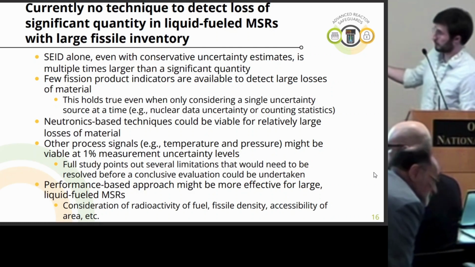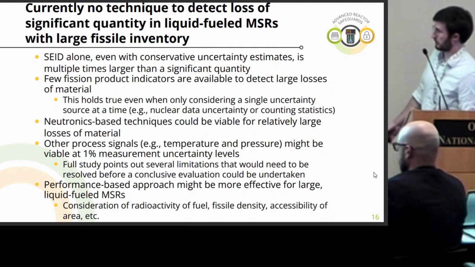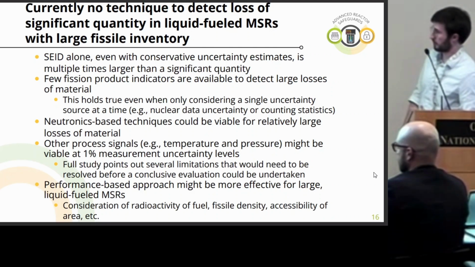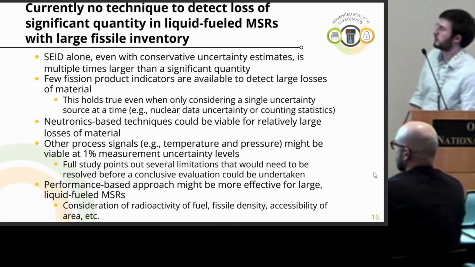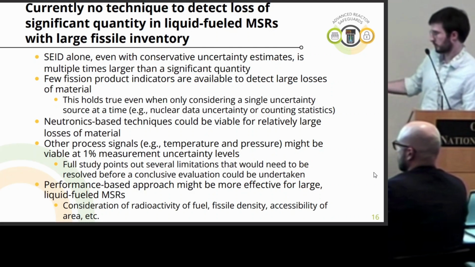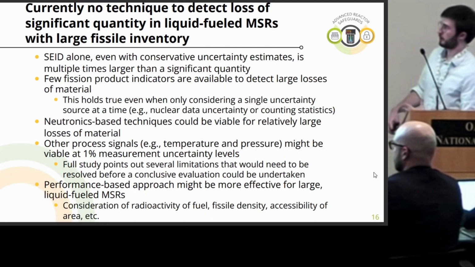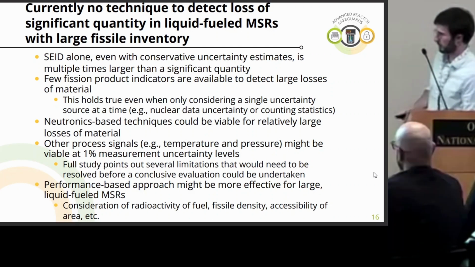There have been papers that looked at fission product indicators, both direct mass and gamma spectroscopy. There were neutronics-based techniques. Maybe that could work for a process monitoring type approach, which would be more relevant for international safeguards. And more recently, I looked at temperature and pressure, again a process monitoring approach that's more amenable to international safeguards, to see if we could at least have some indicator that the material might be missing.